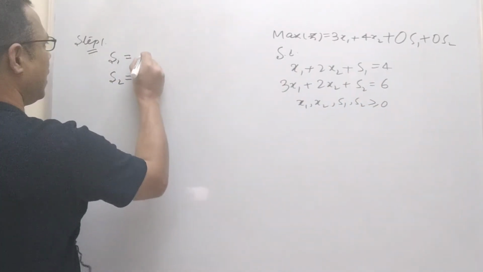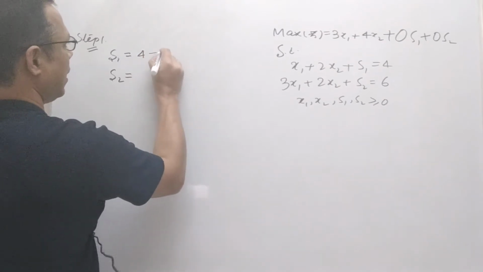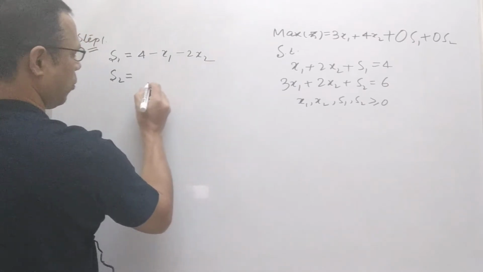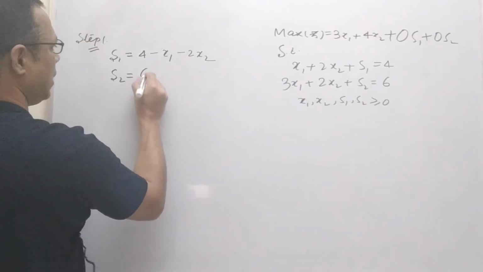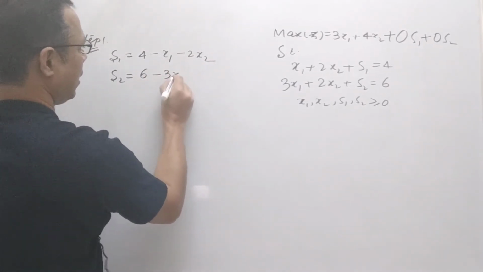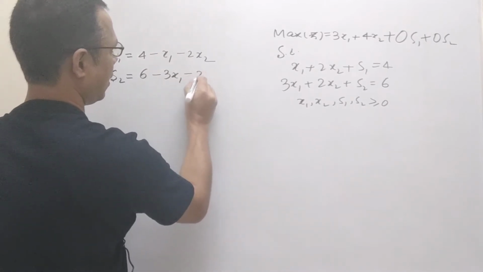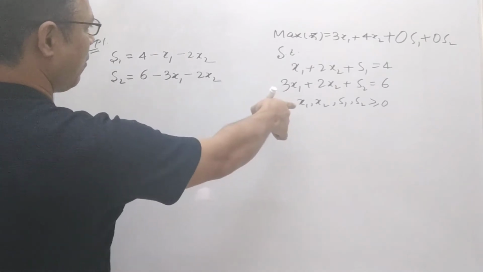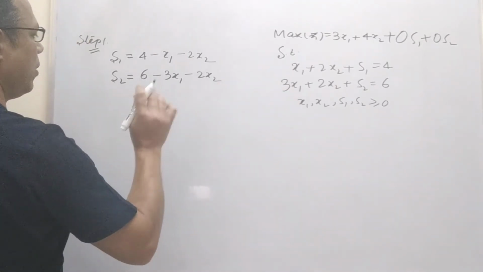s1 is 4 minus x1 minus 2x2. s2 is equal to 6 minus 3x1 minus 2x2. Okay. So whatever variables we have considered, x1, x2, s1, s2 will always be greater than or equal to 0.